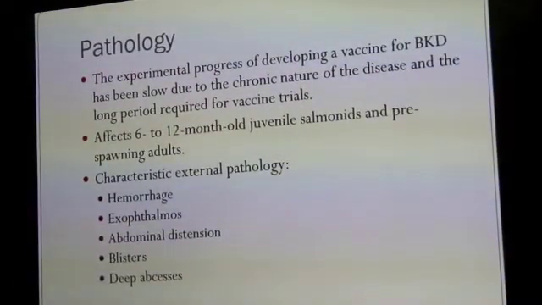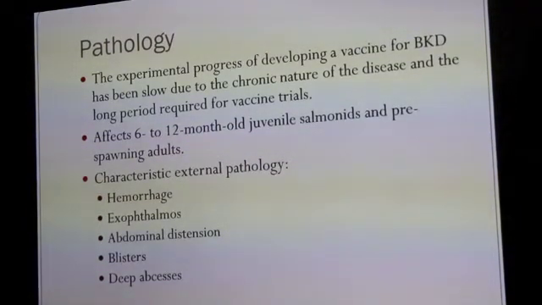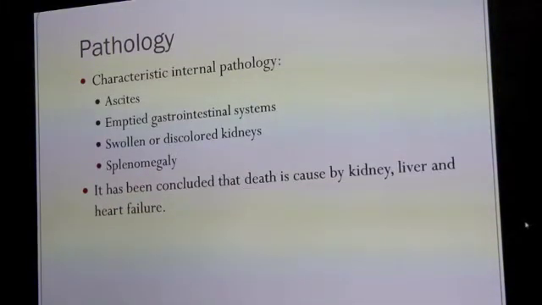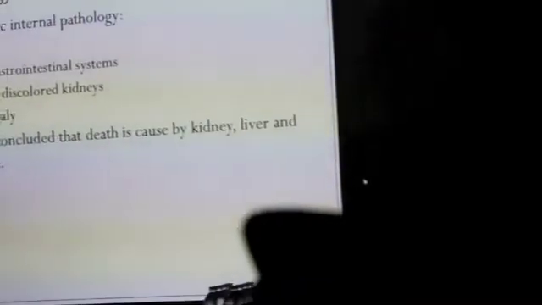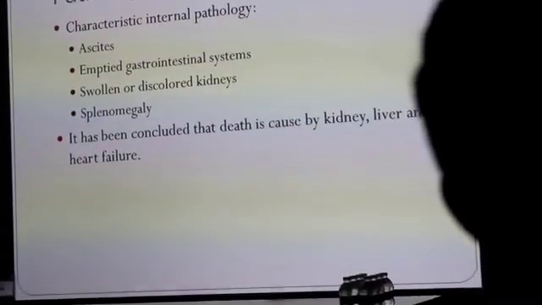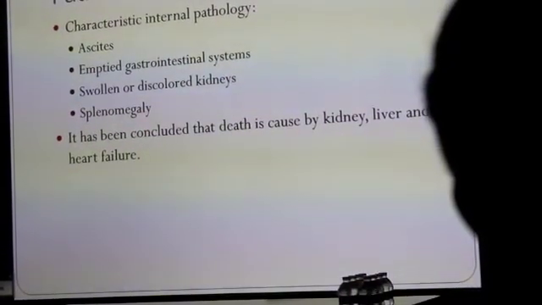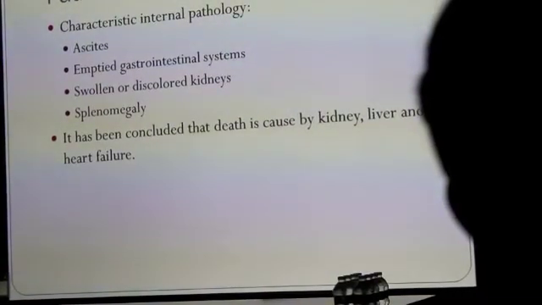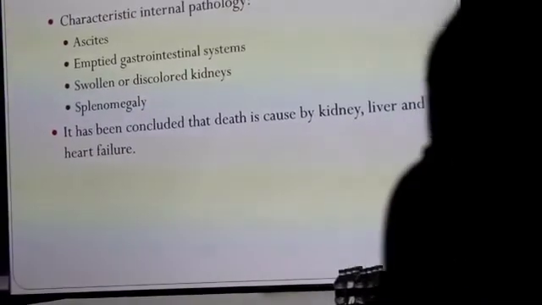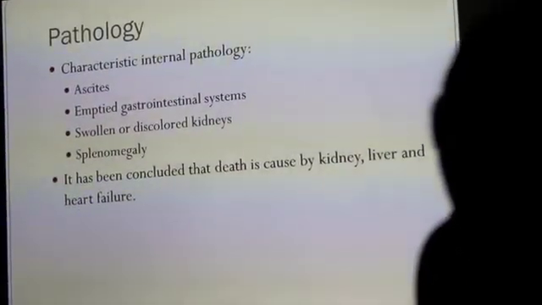External pathology includes hemorrhages, exophthalmos, which is bulging of the eyes, abdominal distension, blisters, and deep abscesses. Internally, there can be ascites, which is accumulation of fluid in the abdomen, emptied gastrointestinal systems, swollen or discolored kidneys, and splenomegaly, which is an enlargement of the spleen. It's been concluded that death is caused by organ failure, notably the kidney, liver, and heart failure.